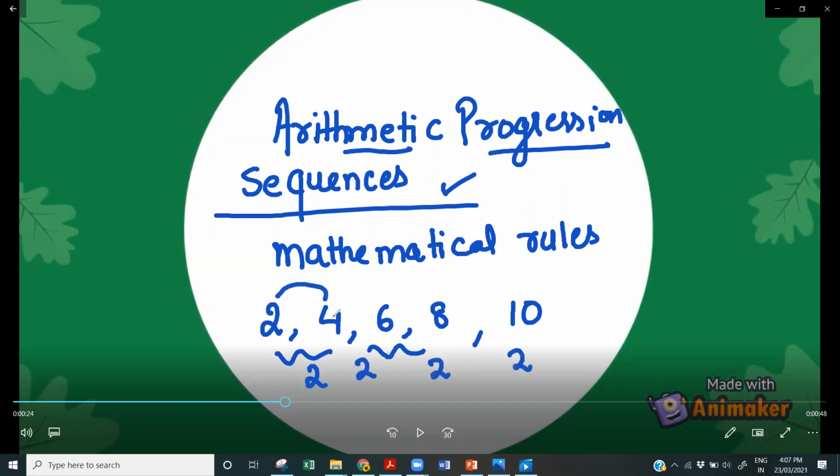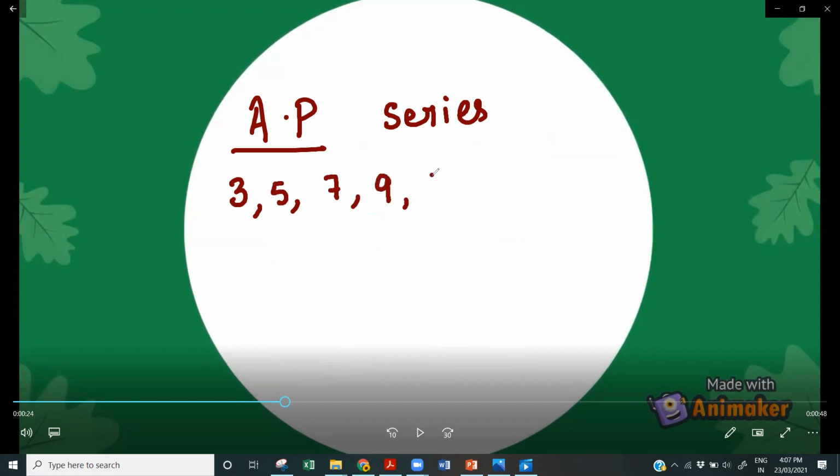If you subtract, 4 minus 2, you get 2, 6 minus 4, 2, 8 minus 6, 2, 10 minus 8, 2. So these numbers, this series, is called an AP series. Similarly, if you take the odd numbers also, they are said to be in AP, right? What is the meaning of AP? The common difference is constant.